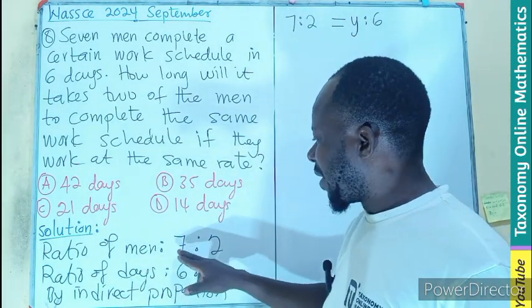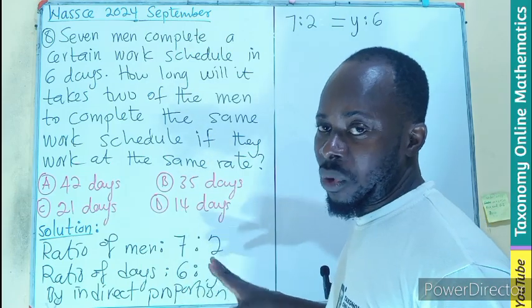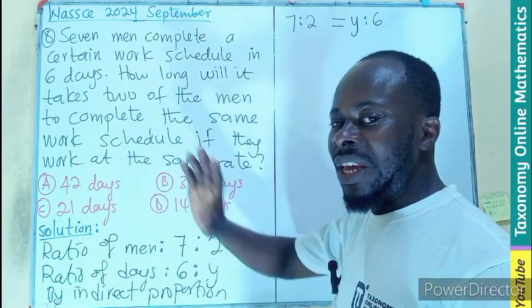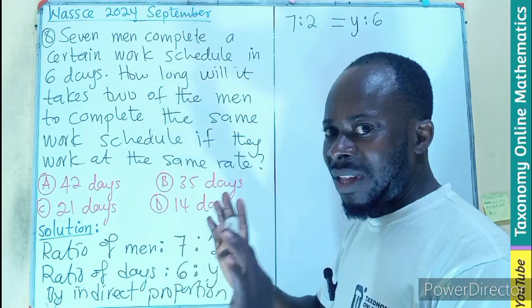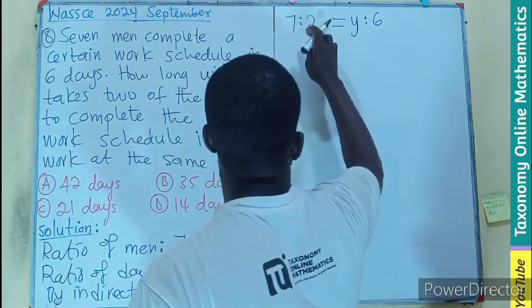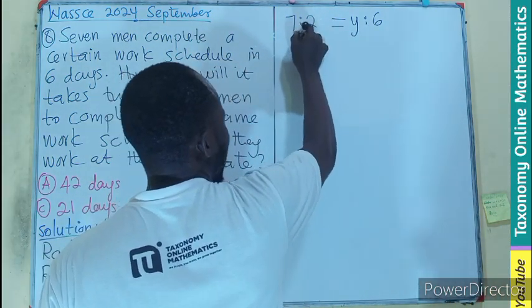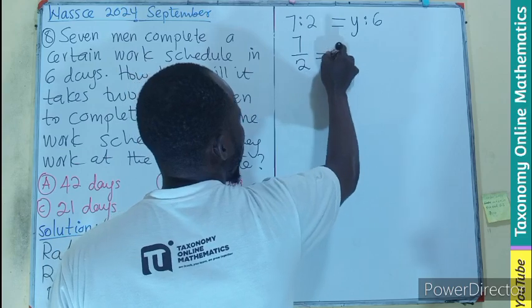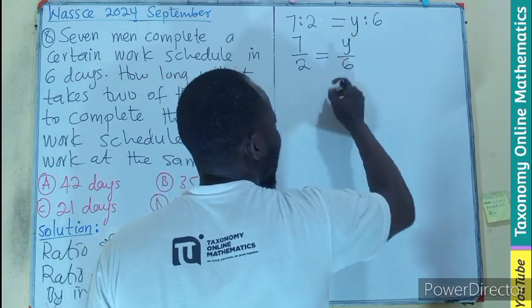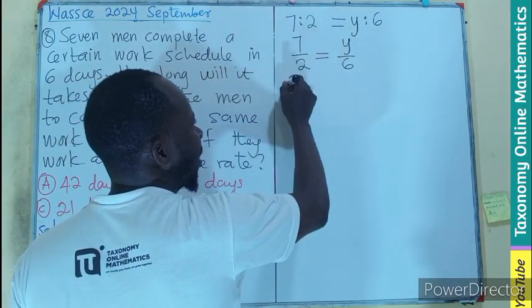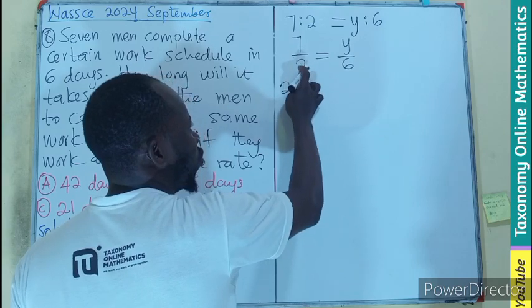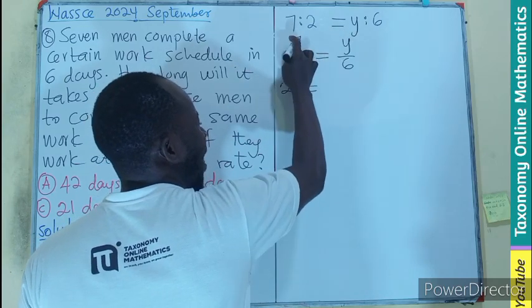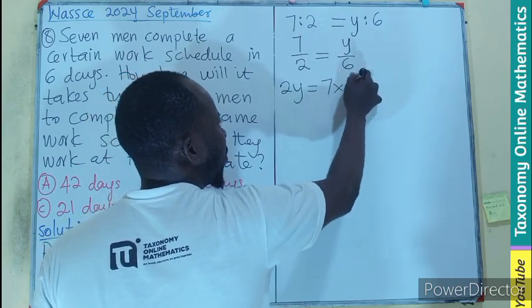That is the beauty of using indirect. If it is direct, this will be equal to this because it is direct: one quantity increases, the other increases. That is the concept. So now this can be written as a fraction: 7 on 2 equals y on 6. We can cross multiply to have 2y, as in 2 times y, then we have 7 times 6.